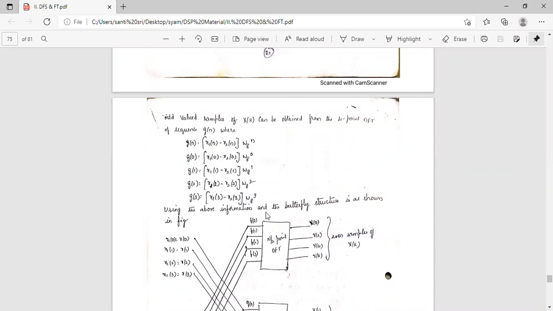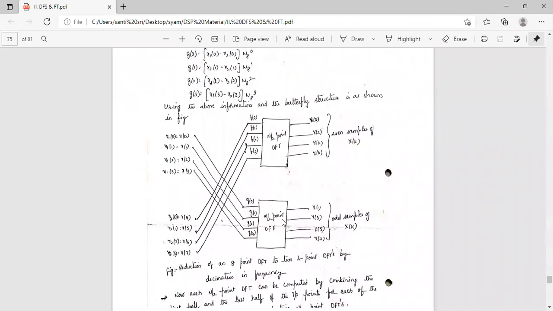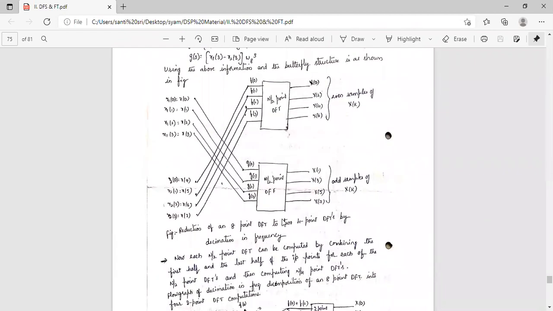Using the above information, the butterfly structure for the 8-point DFT is like this. These are the values x1 of 0, x1 of 1, x1 of 2, x1 of 3. Similarly, this is x2 of 0, x2 of 1, x2 of 2, and x2 of 3. These are the odd indexed values, even indexed values, and odd indexed values, right? This is x of 0, x of 1, x of 2, x of 3, and this is x of 4, x of 5, x of 6, and x of 7. So this is an 8-point DFT.